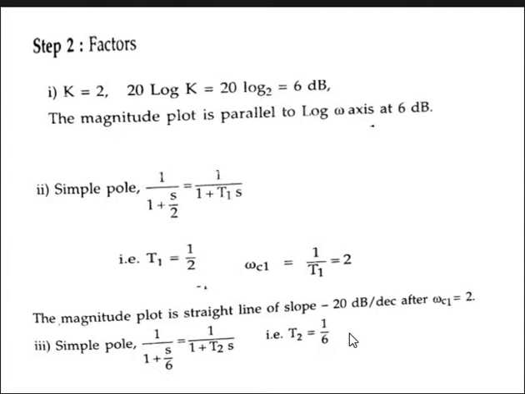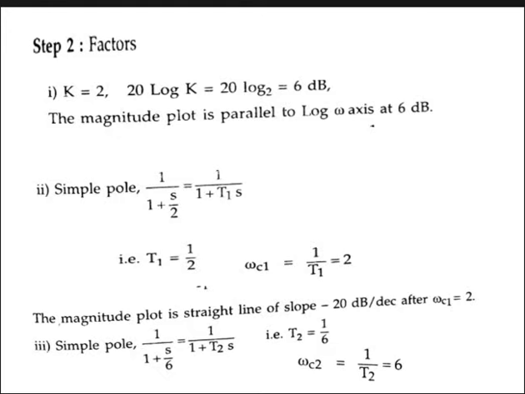Therefore the second corner frequency omega c2 is equal to 1 by T2, that is equal to 6. So here 2 poles will be there, so 2 corner frequencies will be there. If 3 poles are there, 3 corner frequencies. If a single pole is there, only a single corner frequency is there. So the number of corner frequencies is equal to the number of poles other than origin plus the number of zeros other than origin. Here only 2 poles other than origin, so 2 corner frequencies will be there.